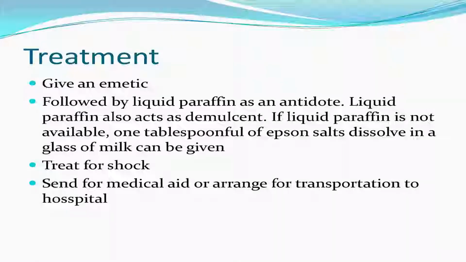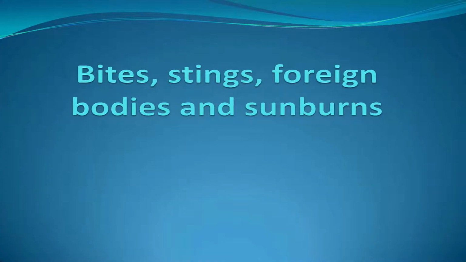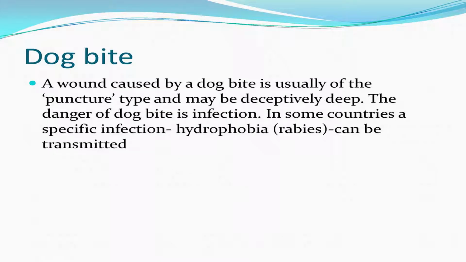appropriately. So now we are done with poisons, and we move on to bites, stings, foreign bodies, and sunburns. Under bites, firstly we are looking at dog bites. A dog bite is also a punctured wound, and may be deceptively deep. Punctured wounds are very deceptive. On the outside, it is less extensive. On the inside, it is very, very extensive.